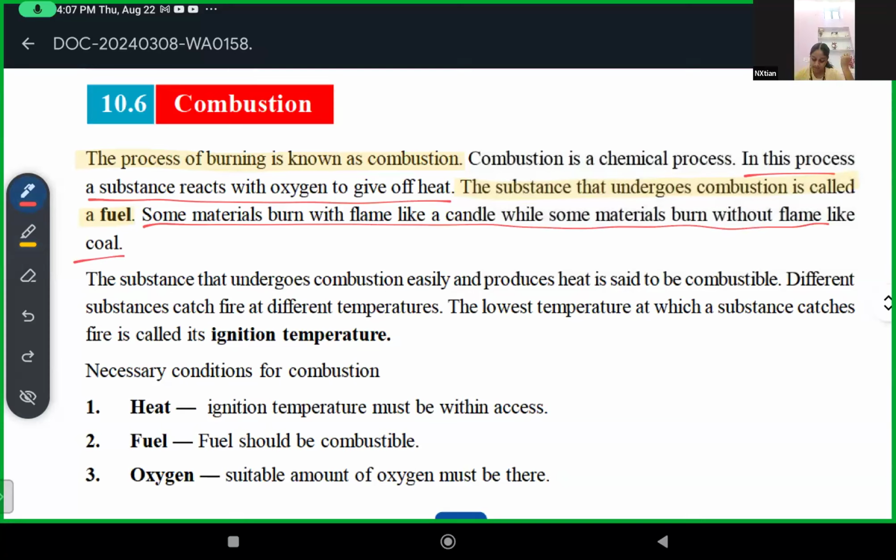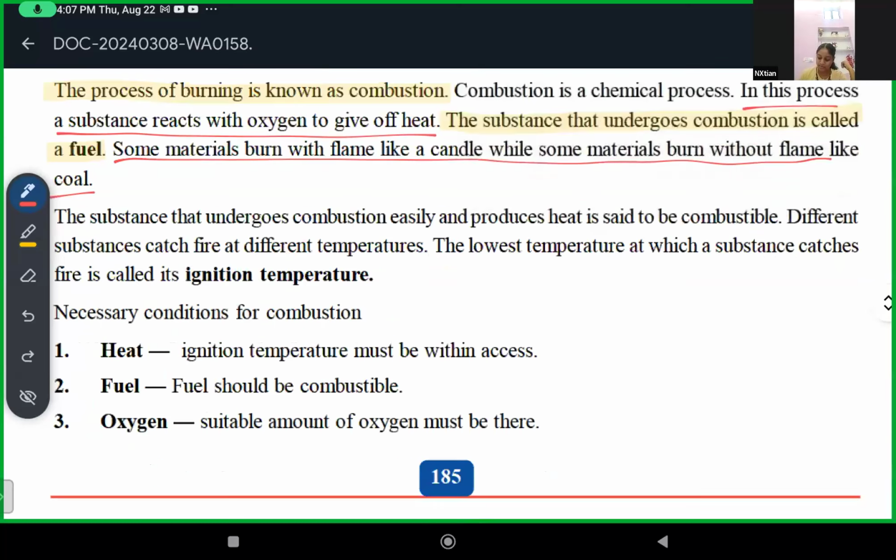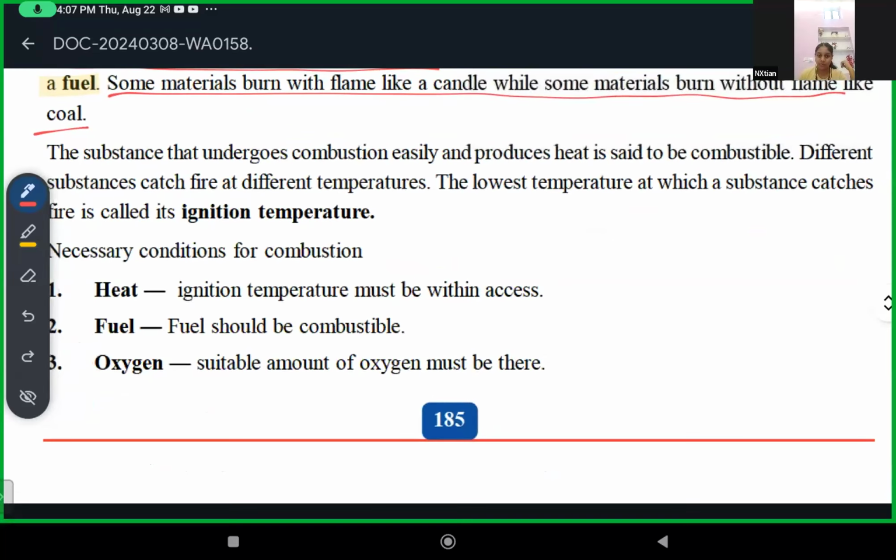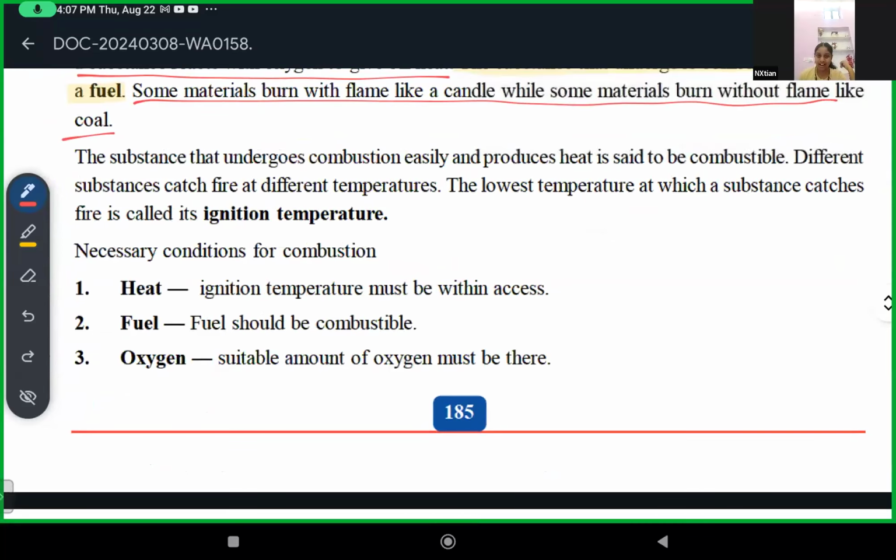Different substances catch fire at different temperatures. The lowest temperature at which a substance catches fire is called its ignition temperature. This is different for different substances, based on the property of that substance, at what temperature it will catch fire. So the lowest temperature at which something catches fire is called its ignition temperature.